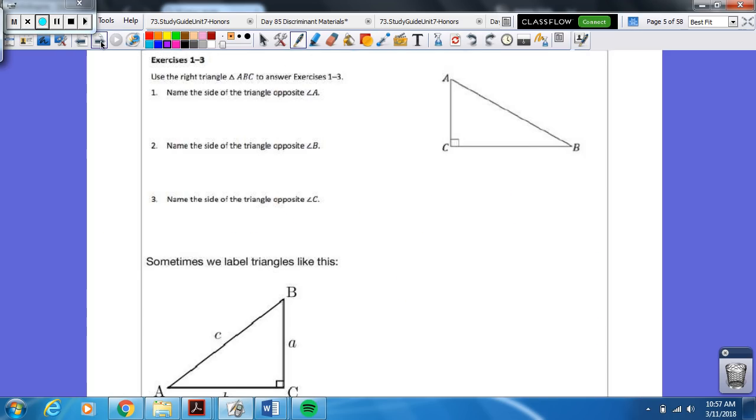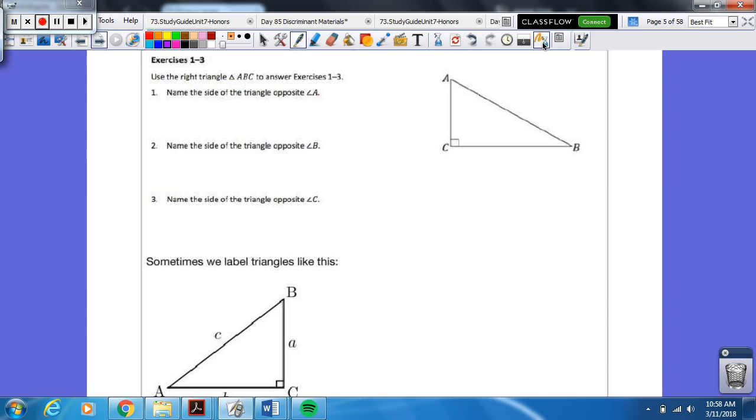So one of the ways that's new is our trigonometry. So what we're going to look at is right triangle ABC right here. Right triangle's got a right angle. Okay. Name the side of the triangle opposite A. So here's angle A. Opposite is straight across. I generally draw a line. So this is the side opposite angle A, and that is C to B.